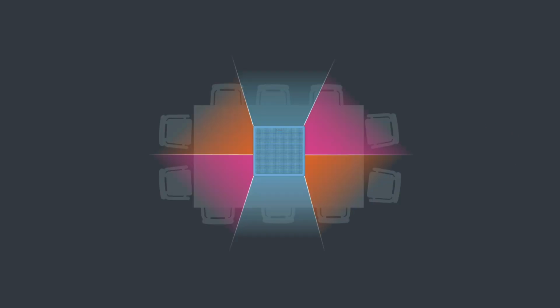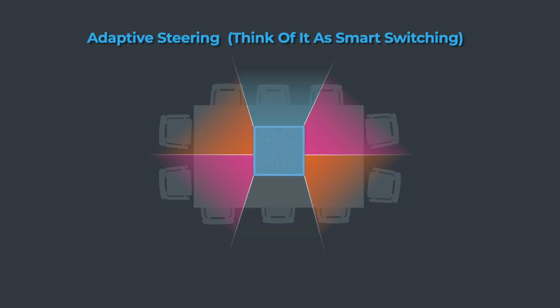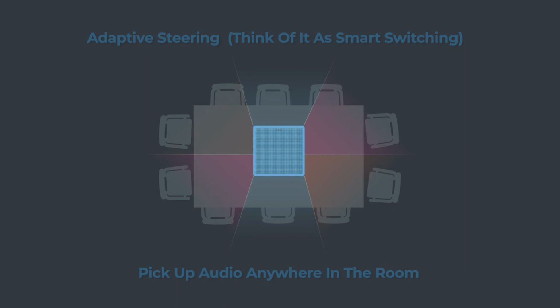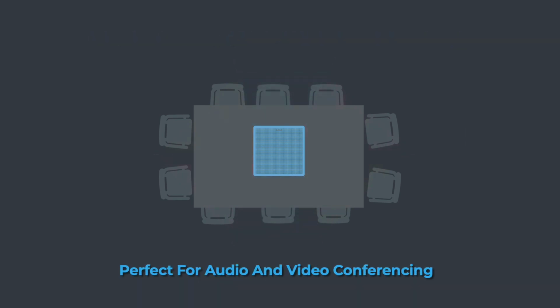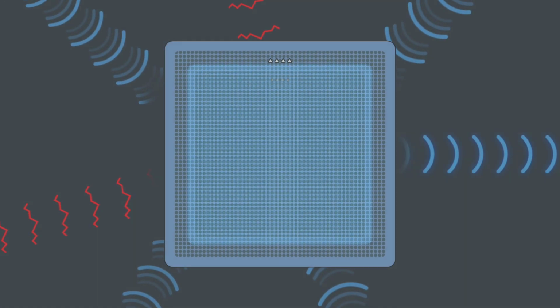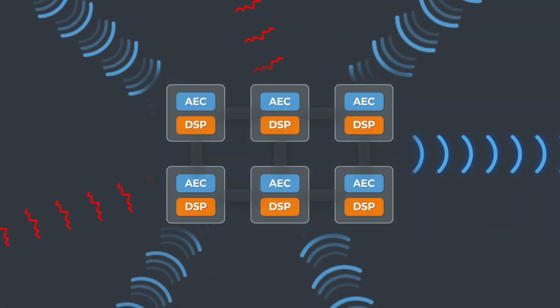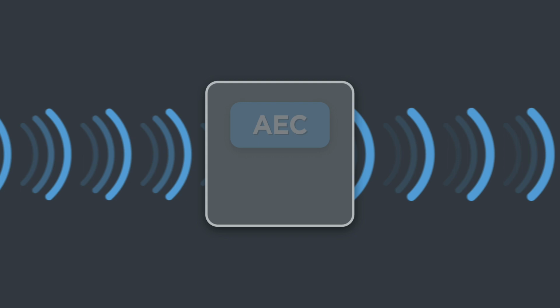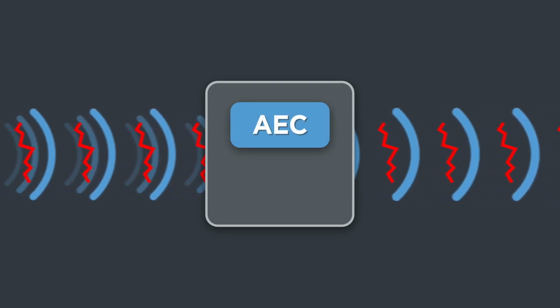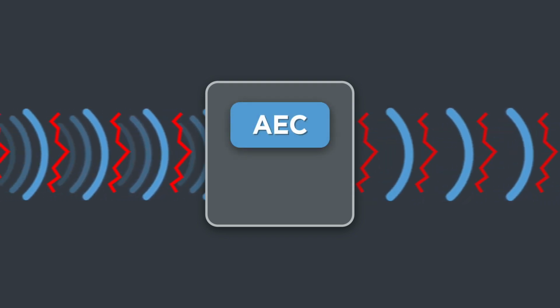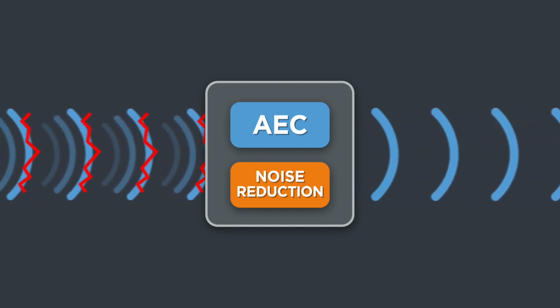The BMA CT has adaptive steering or smart beam selection, enabling users to move freely around the room, avoiding the need to point and adjust the beams. Perfectly suited for audio and video conferencing applications, the BMA CT applies echo cancellation to each beam to ensure clear audio. The microphone intelligently monitors the beams to ensure consistent audio levels. Noise cancellation reduces background noise.